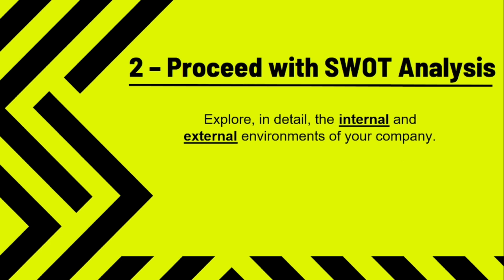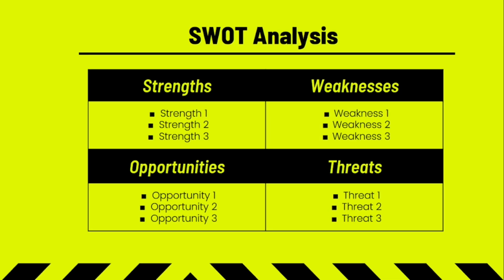Second step, proceed with SWOT analysis. SWOT analysis is a tool that will help you explore in detail the internal and external environments of your company. But what does SWOT stand for? S stands for strengths, W for weaknesses, O for opportunities, and T for threats. Strengths and weaknesses concern the internal environment of your company, and opportunities and threats concern the external environment of your company.